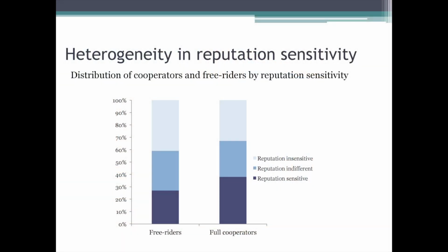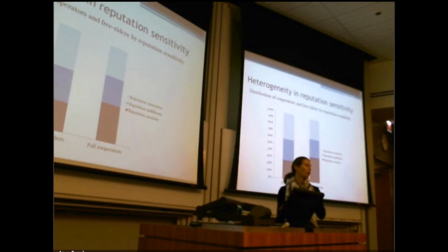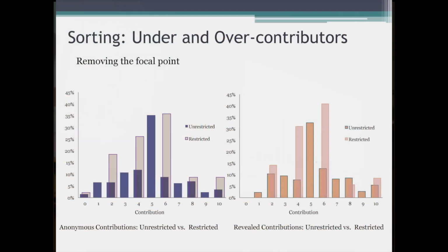So here we have 2 graphs of free riders and full cooperators. And we see that people who tend to cooperate, by full cooperators I mean people who always give more than is necessary, are the ones who think that reputation is really important, and they're the ones that seem to be sensitive to reputation. Whereas free riders are not sensitive to reputation. So you can see the breakout.